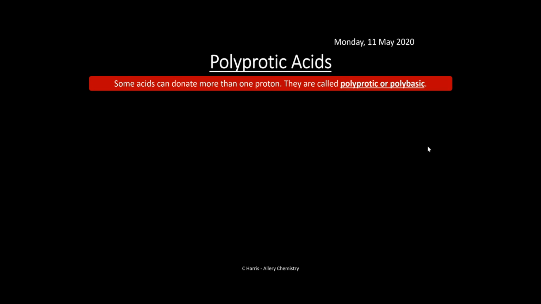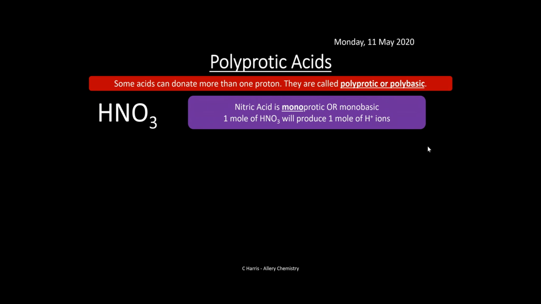Okay, so let's look at sticking on the acid theme here. Some acids can donate more than one proton, and these are called polyprotic or polybasic. So let's have a look at nitric acid, as you can see here. Nitric acid is a monoprotic acid because it has one proton. So in other words, 1 mole of nitric acid will produce 1 mole of H plus ions.